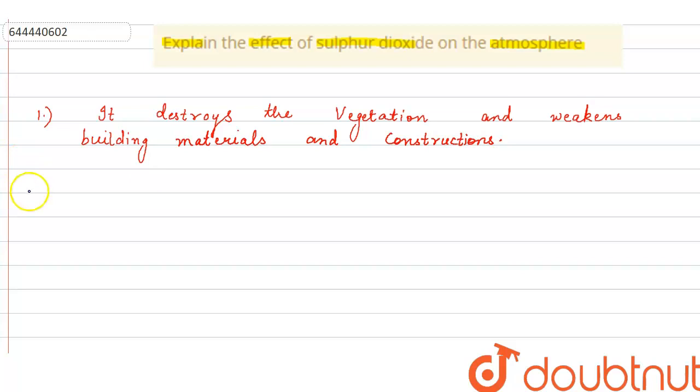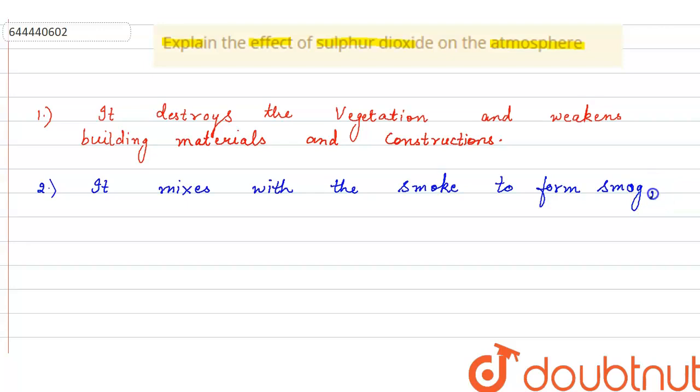Then the second effect of sulfur dioxide on the atmosphere is that it mixes up with the smoke, due to which smog is produced, which is very harmful for the environment as well as living beings. So it mixes with the smoke to form smog, which is harmful to the environment and living beings.